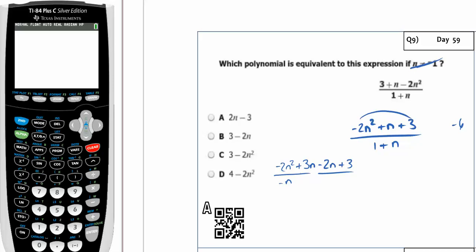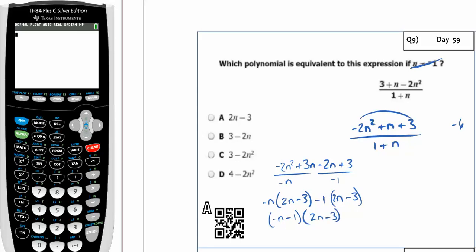Now I'm going to group them together, and the GCF of the first pair is going to be a -n. Always take out that negative sign if it's part of the leading coefficient. And when I do that, I get -n times the quantity of 2n minus 3. And over here, the GCF is a -1, so minus 1 times the quantity 2n minus 3. Once I see that these two match, I know I did it right.